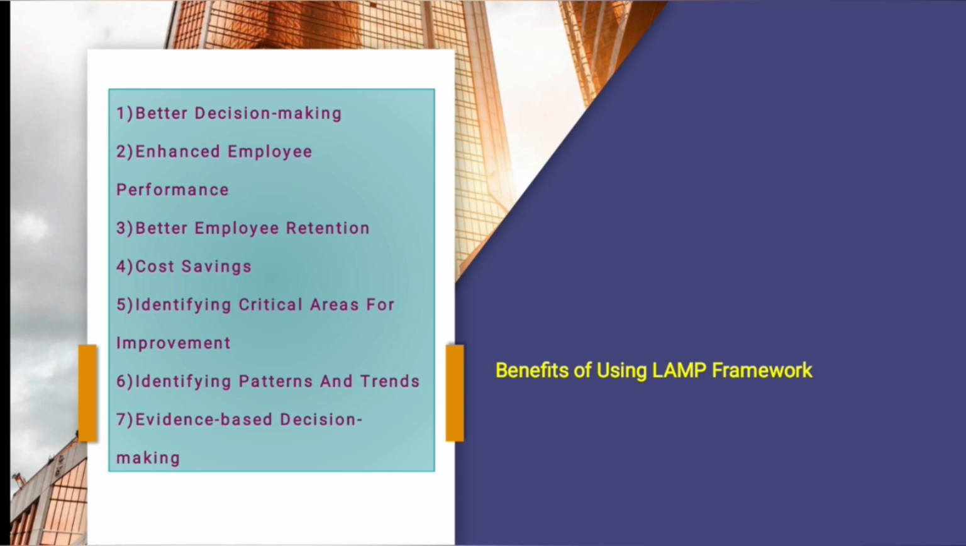Third one is better employee retention. Understanding employee attitude and motivation helps to improve employee retention. And the fourth one is cost saving. Data can reveal weak areas where improvement saves time and money. And the next one is identifying the critical areas for improvement. Organizations can prioritize changes that have the most impact. So focusing on training in that department first has maximum impact.